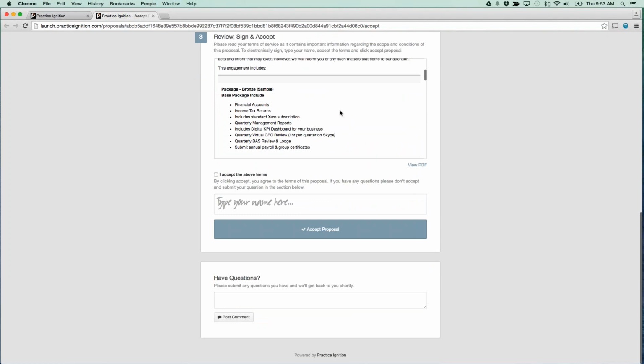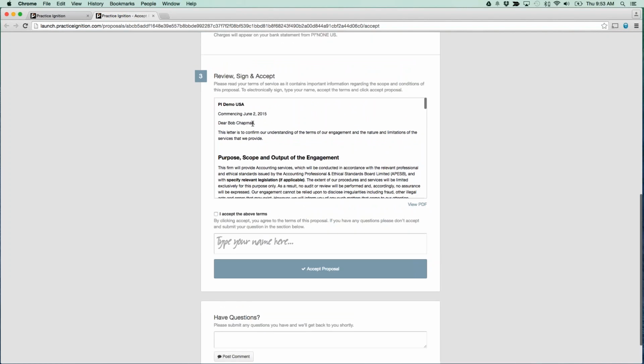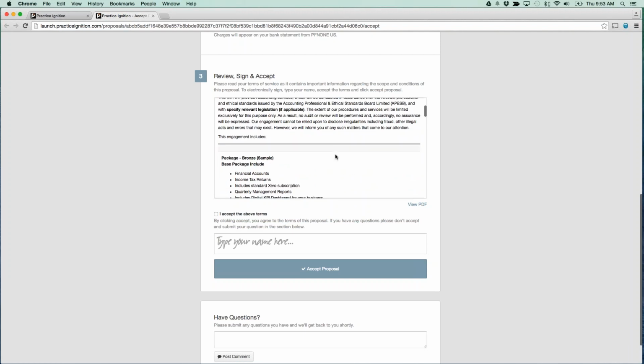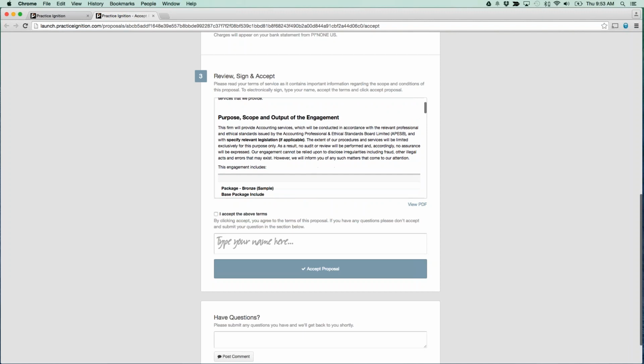So what you do when you set up your engagement letter templates in here is you use placeholders to fill in the name. In this template, it doesn't actually say Bob Chapman. It says client name inside of 2 brackets. And there's another one of those basically for your service descriptions. And what that'll do, instead of having a scope of work section, you might have an introduction like we have here in the purpose, scope, and output of engagement.